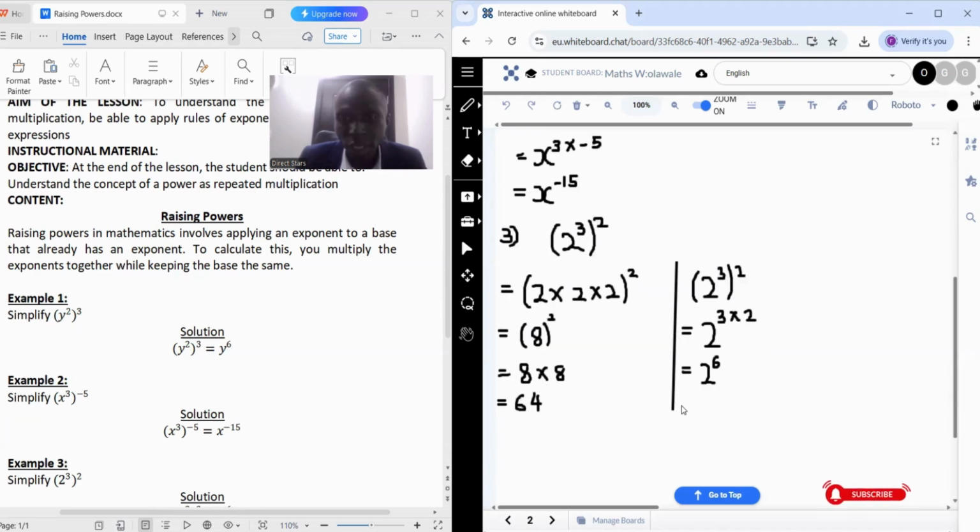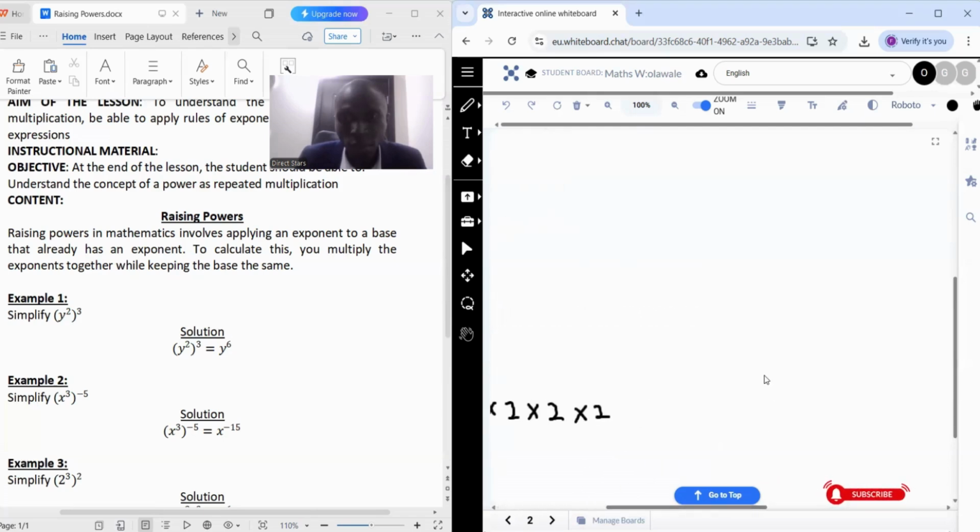So we can still have this as multiplying 2 in 6 places. So we can have this to be 2 multiplied by 2 multiplied by 2 multiplied by 2 multiplied by 2, then multiplied by 2. So multiplying all this together, 2 times 2 is 4, 4 times 2 is 8, 8 times 2 is 16, 16 times 2 is 32, then 32 times 2, we're going to have this to be 64. So this is the second way of solving that.